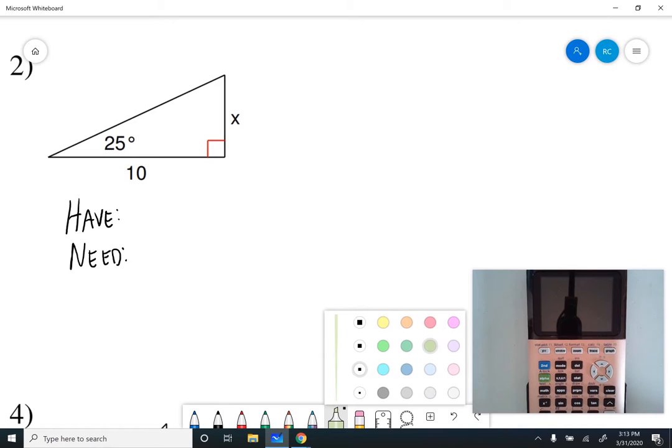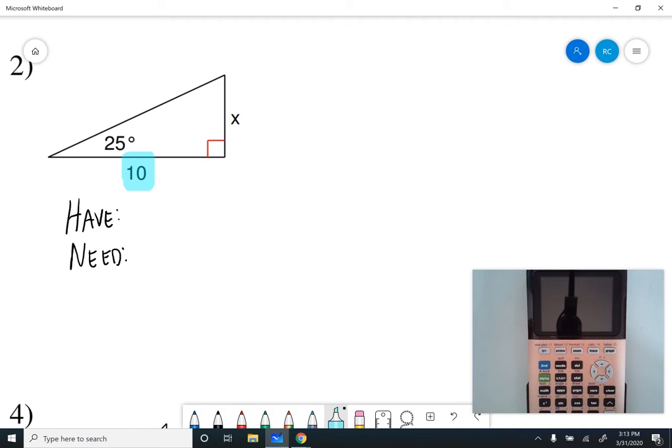So it looks to me like what we have is the side adjacent to this 25 degree angle. It's adjacent because it's one of the two sides that actually makes that angle. So we have the adjacent leg. What are we looking for? Well, we're looking for x, which is the opposite leg. And the hypotenuse we don't really care about at all. So that's step one.